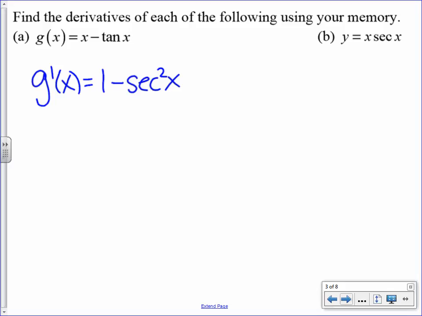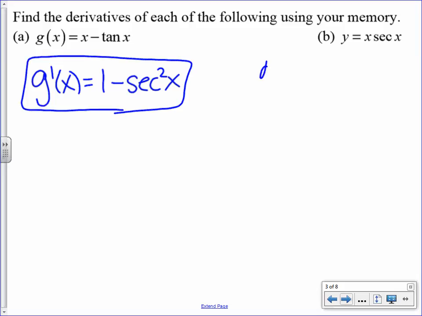If I gave you a piece of paper and I asked for the derivative of x to the n, the derivative of cosine, sine, tangent, all of the trig functions, you should be able to get 100%. Tomorrow you need to have these memorized.